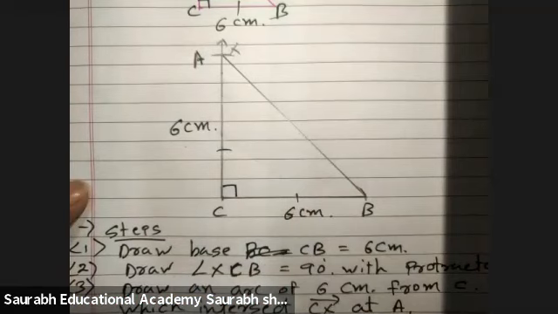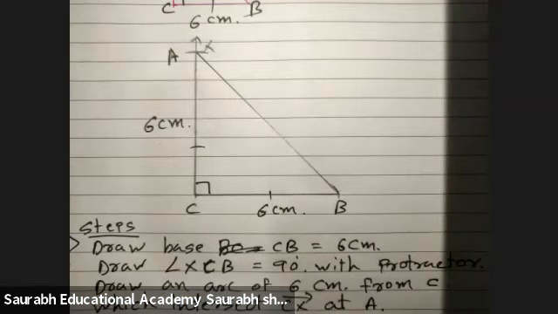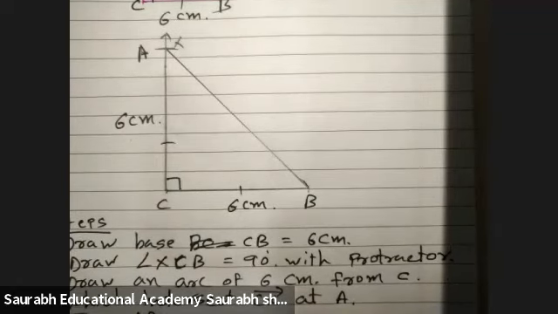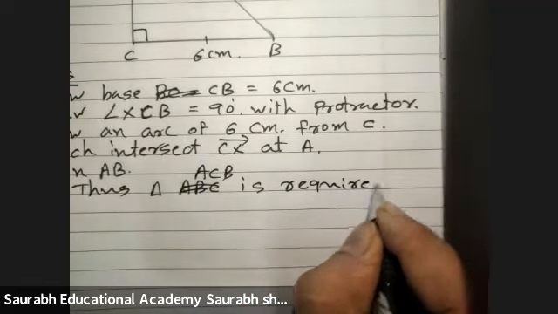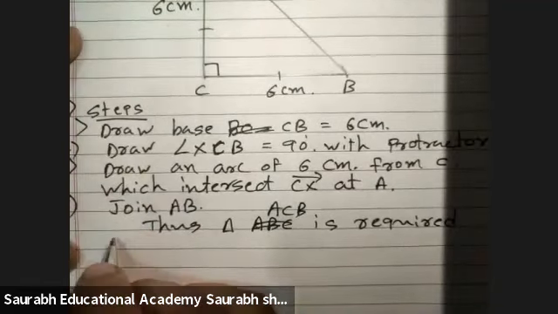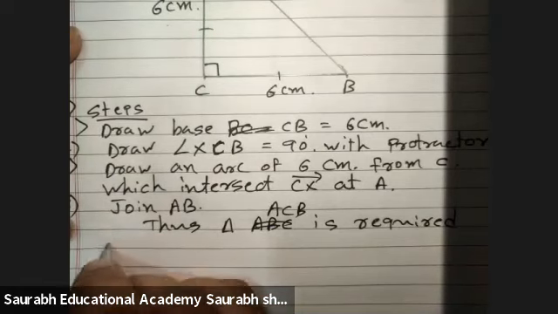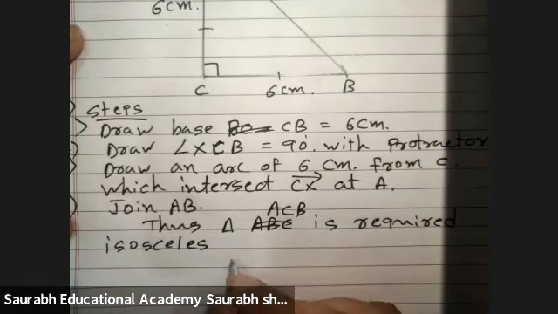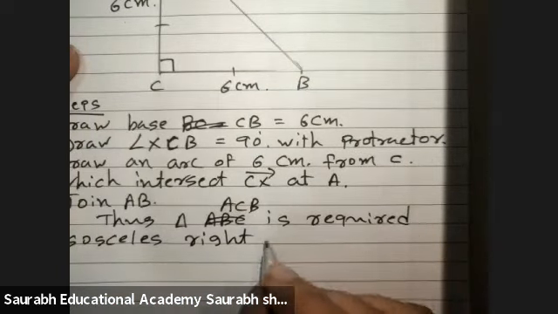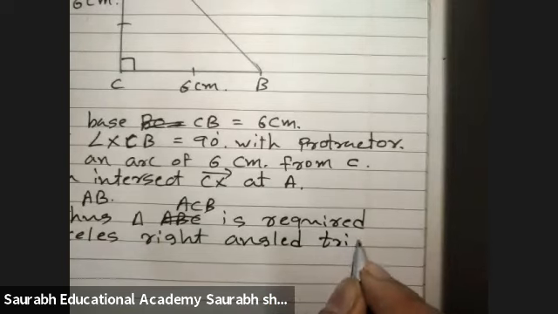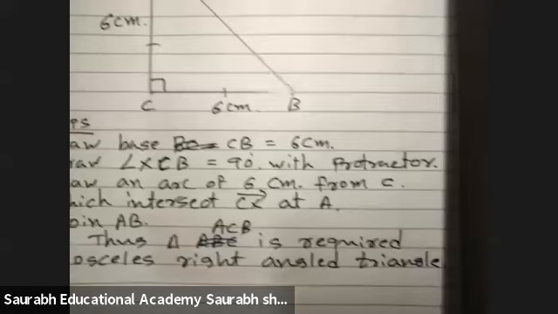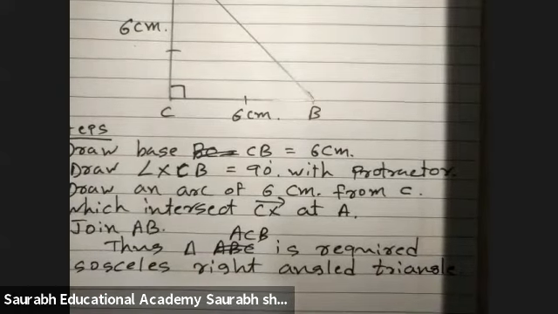Now here we do not have to join this. It is already there. We have to join AB. Now join AB. Thus, triangle ACB is the required isosceles right angle triangle. Clear? Yes, sir. Everyone? Yes.